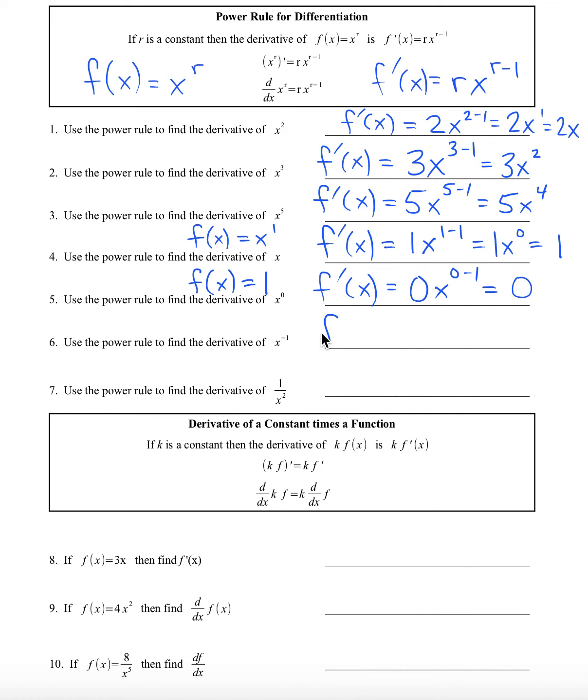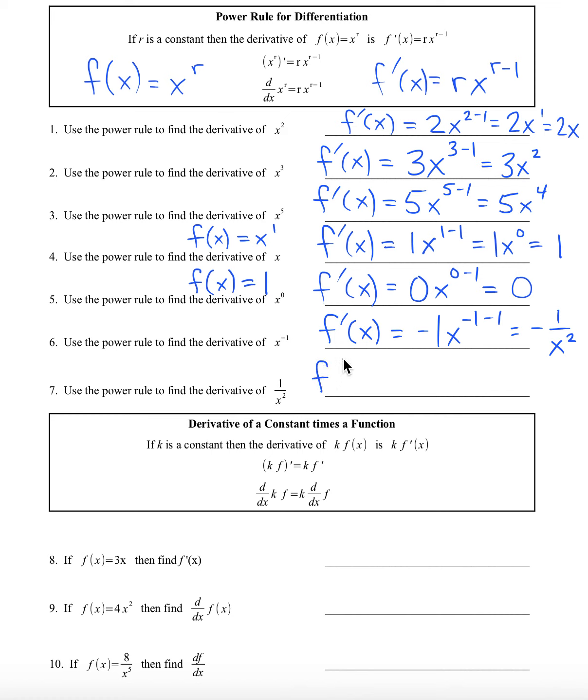What about this? X to the negative 1. What will its derivative be? Negative 1x to the negative 1 minus 1. That's going to be negative 1 over x squared. I'd rather use a positive exponent for that one.